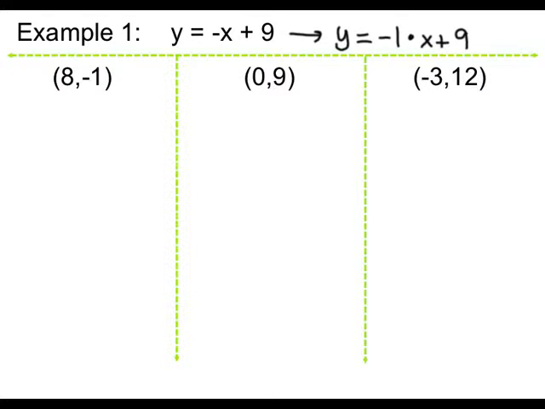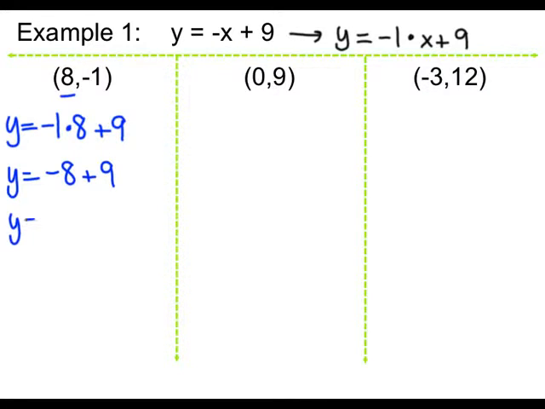So now I take my equation, y equals negative 1 times x plus 9, and I'm going to put in my x value. My x value is 8, so we're going to do negative 1 times 8, and then it says plus 9, just like we were substituting in before using the table. Well, let's see. y equals negative 1 times 8 is negative 8, plus 9. So y equals negative 8 plus 9, which is positive 1.